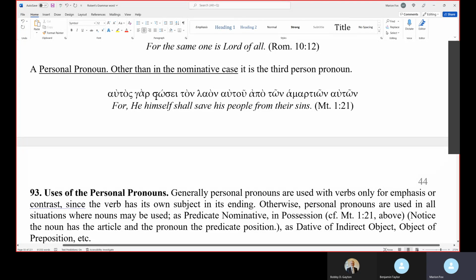Autos gar sosei ton laon autou apo ton hamartion autou.